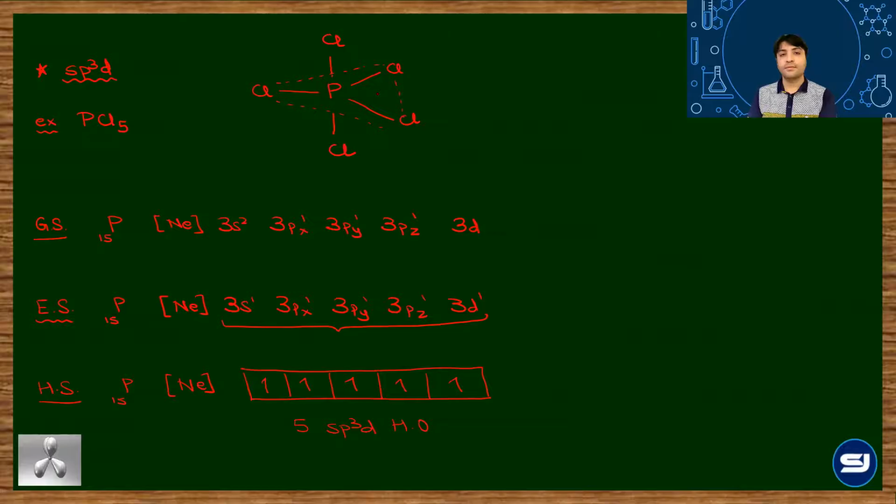More repulsion, greater bond length. Correct. So if I talk about the PCl bonds in the same plane, are they suffering higher repulsion or lower repulsion? Lower. So these will be of lesser or higher bond length? Lesser. Matlab, equatorial bonds, the bonds which are lying in the same plane, are shorter than axial bonds. Do you all agree?